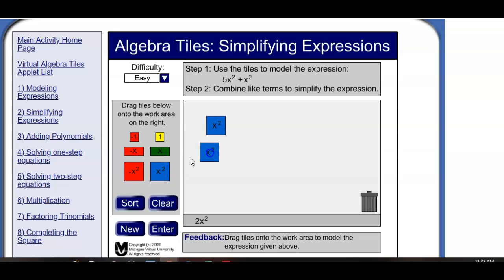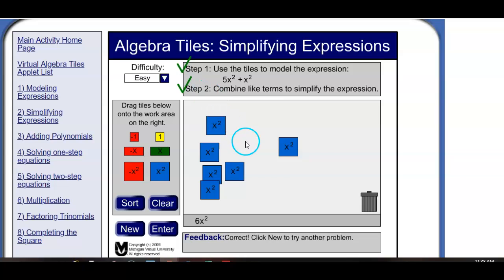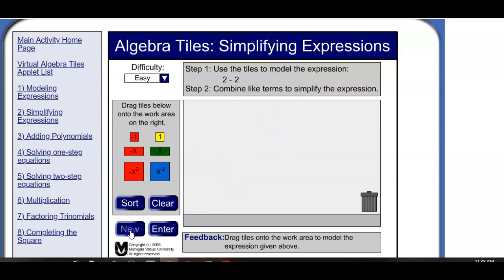So this first one, 5x squared, and then plus an additional x squared. Notice again, this checked off both of them because we don't have positives and negatives, so there was nothing to combine to become a 0 pair. Let's do this one and then we'll move on.